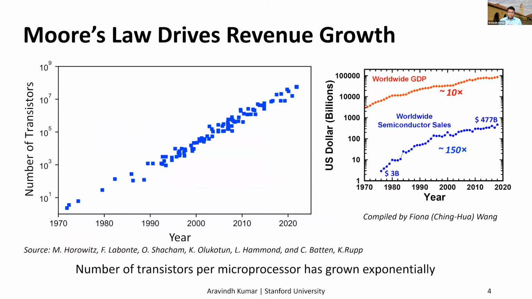Moore's law is an observation which states that the number of transistors on a microchip doubles every 2 years. That has been the trend in the semiconductor industry for the past 5 decades, as shown in this plot on the left. The y-axis here is in log scale, so this growth is actually exponential. Looking at the plot on the right, the global semiconductor industry has grown its revenue from about $3 billion in the late 1970s to almost $500 billion in 2020. This is more than 150 times increase. For context, in the same time frame, the worldwide GDP increased by only 10x.